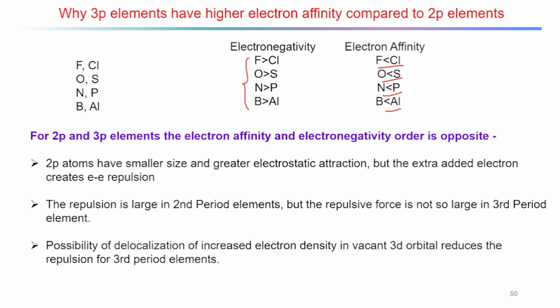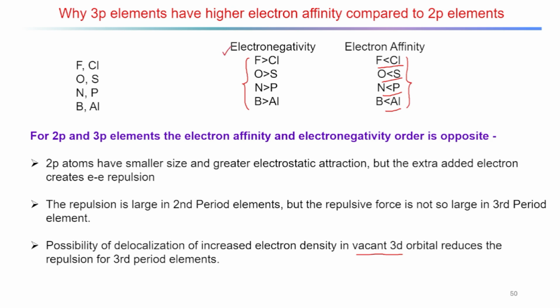The next point is that the possibility of delocalization of increased electron density in the vacant 3d orbital reduces the repulsion for third period elements. Third period elements have a vacant 3d orbital. So the incoming electron, which is increasing the electron density, can be passed by the atom to the vacant 3d orbital. In that way, it can reduce the electron-electron repulsion, right? So that's why these 3p elements have higher electron affinity, whereas 2p elements have higher electronegativity.